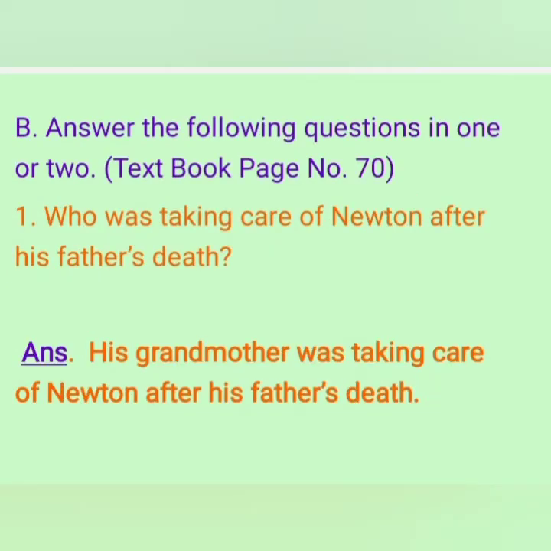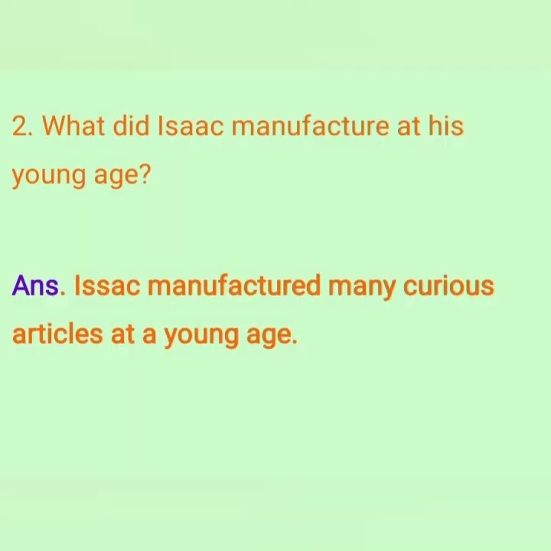Roman letter B, answer the following questions in one or two sentences. That is from page number 70. First one: who was taking care of Newton after his father's death? Answer: his grandmother was taking care of Newton after his father's death. Question number 2: what did Isaac manufacture at his young age? Answer: Isaac manufactured many curious articles at a young age.